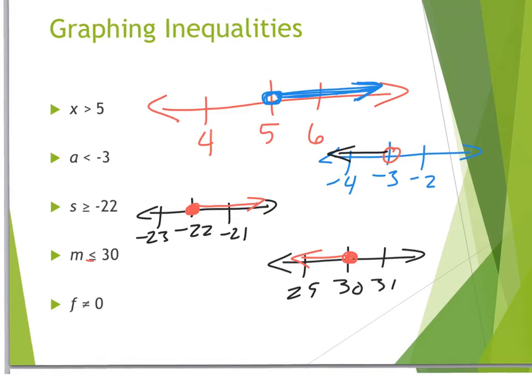Let's talk about not equal to here. So graphing not equals to is a little more fun, I think. When I graph, this one, again, means everything but 0. So f is not equal to 0. It's every number but 0. So here's 0. Here's negative 1. Here's positive 1. We put that open circle at 0. Everything to the right, everything to the left, just not 0.